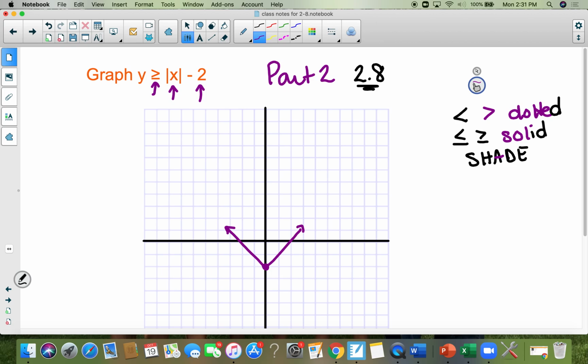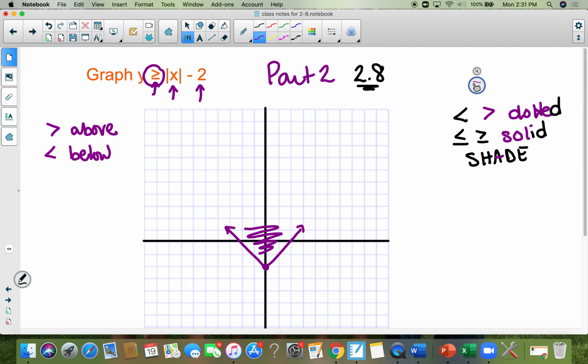So greater than is above the V, and less than is going to be below the V. And this is greater than, so all I'm going to shade is above the V.